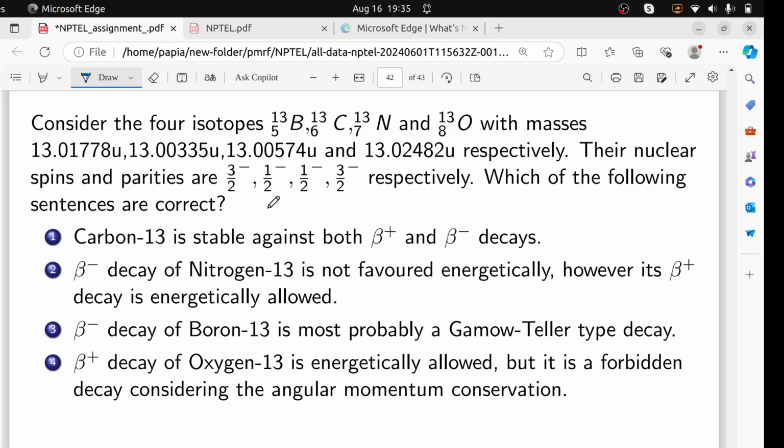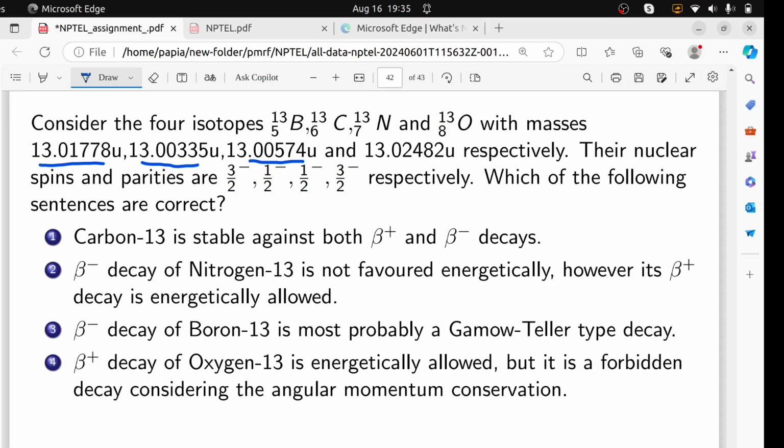Why? Because beta plus means carbon will go to boron. Beta minus means carbon will go to nitrogen. Now see energetically, carbon has the mass this one. This is boron mass. This is nitrogen mass. So this 0.0033, 0.01, 0.005. Obviously for this case, beta plus as well as beta minus, nothing is possible energetically for carbon.